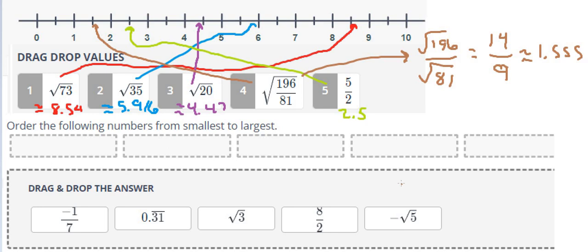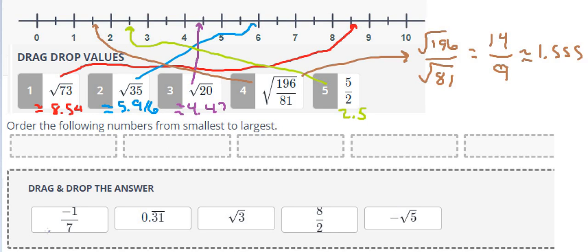The next one is we're going to order these numbers from smallest to largest. And if we take a quick look, we can tell that 2 of the numbers here are negative. So these have to be the smallest numbers because they're negative. So let's find the decimal expansion for those first.